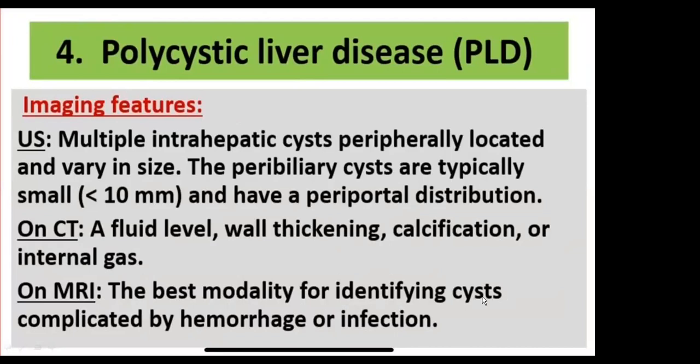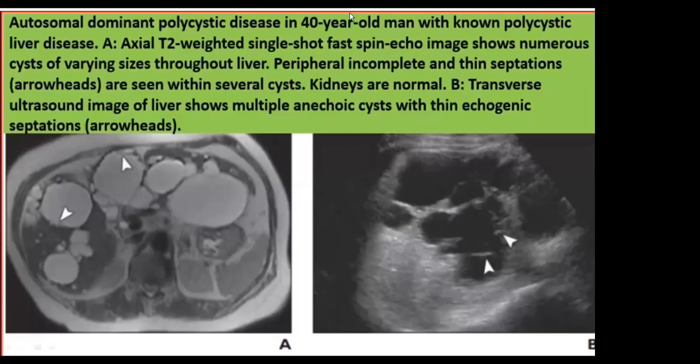And the best imaging modality to identify a cyst complicated by hemorrhage or infection is MRI. So this is a case of autosomal dominant polycystic liver disease in a 40-year-old man with a non-polycystic liver disease. By T2, we can see numerous cysts of variable sizes throughout the liver, and peripheral incomplete septation is seen here. Okay, and this is also a transverse ultrasound image of the liver showing multiple anechoic cysts with echogenic septation.